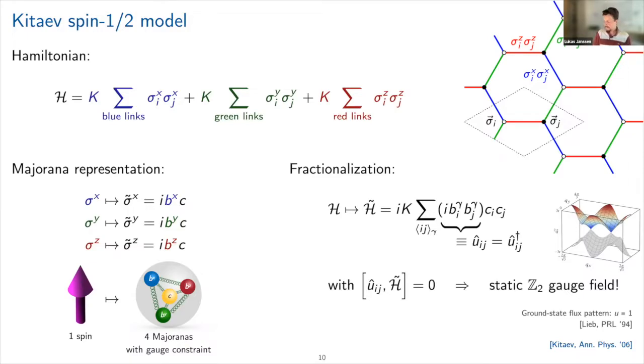And then there's a nice theorem by Lieb, showing that the ground state actually does not break translational symmetry. So you can immediately set all the eigenvalues of these U operators to just plus one by gauge. In the ground state, these U operators are, up to gauge transformations, just plus one. And that is basically the exact solution of the Kitaev model in one slide.